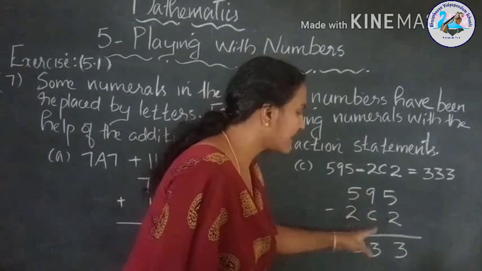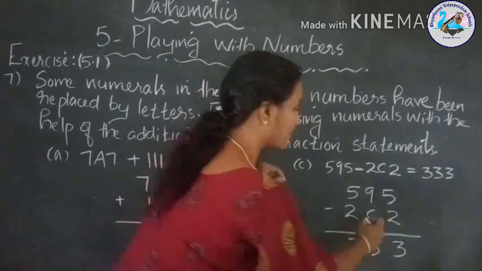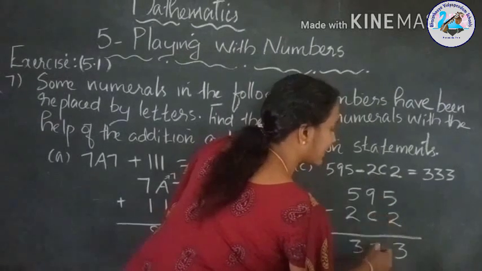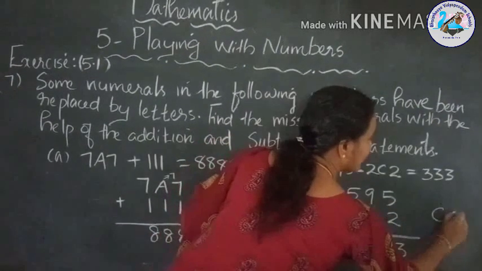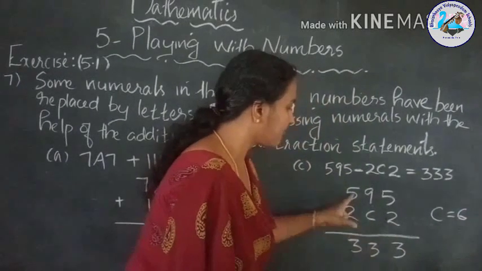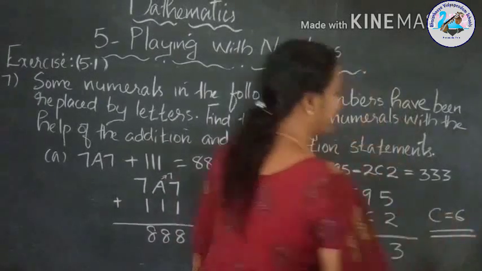9 minus C is 3. 9 minus something is equal to 3. So C is 6. 9 minus 6 is equal to 3. 5 minus 2 is equal to 3. So the value of C is 6.